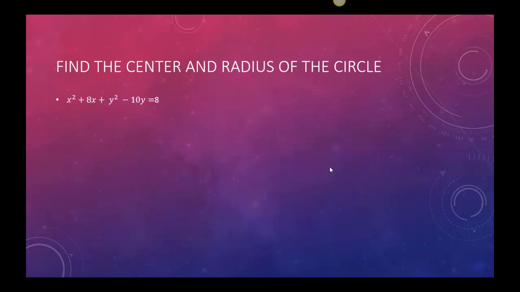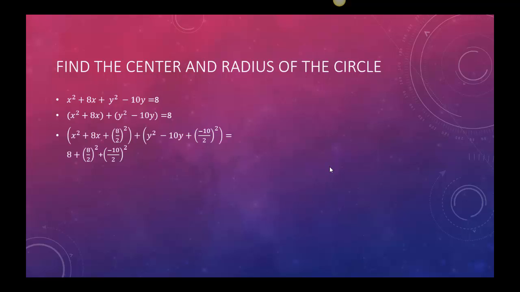One more like that, because I think it's always good to see another one. So this time I made it x squared plus 8x plus y squared minus 10y is 8. Once again, I started by grouping, so my x's together, my y's together. I take the 8, I divide by 2 and square it. I take the negative 10, I divide by 2 and square it. It's always the coefficient of the power 1 term.